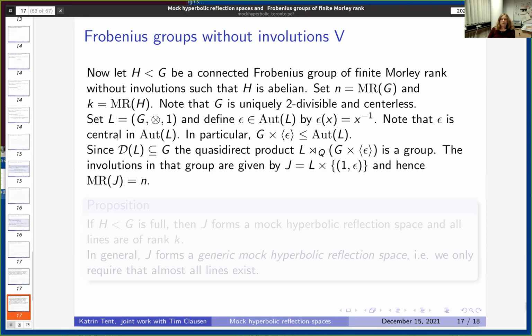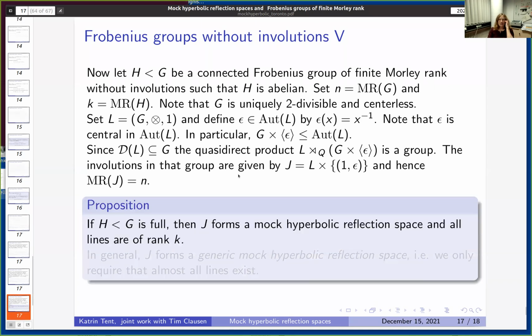And now, from everything that I showed you before, we see that from the group that had no involutions, we constructed this K loop, and we make this thing into a group. And the set of involutions in this group now, from the previous slide, if you remember, is of this form: L times this pair (1, epsilon). And hence, you see that the Morley rank of the set of involutions is exactly the Morley rank of the group that we started with, because L essentially is the same underlying structure, just with a twisted multiplication. And so the rank of J is the rank of G.